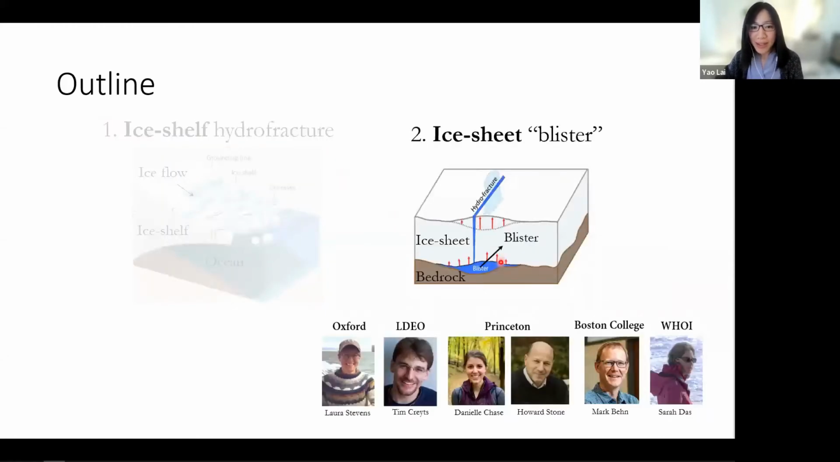For the next story, I'll talk about ice sheet blisters. And I want to start by saying that this project is really a group effort. The problem is inspired by field observations obtained by my colleague, Laura Stevens, and experiments and models are developed in collaboration with Howard and Danielle, who is also here at the workshop.